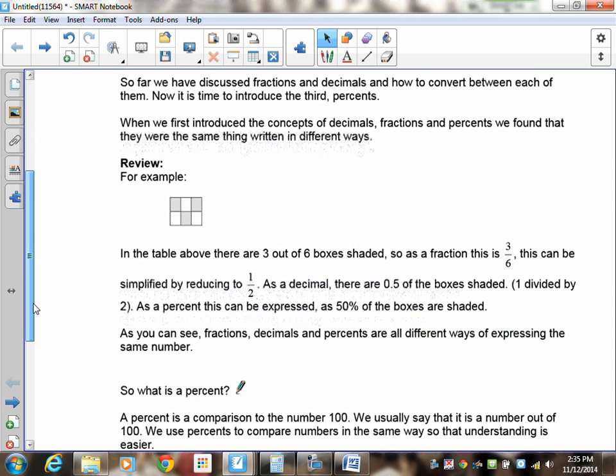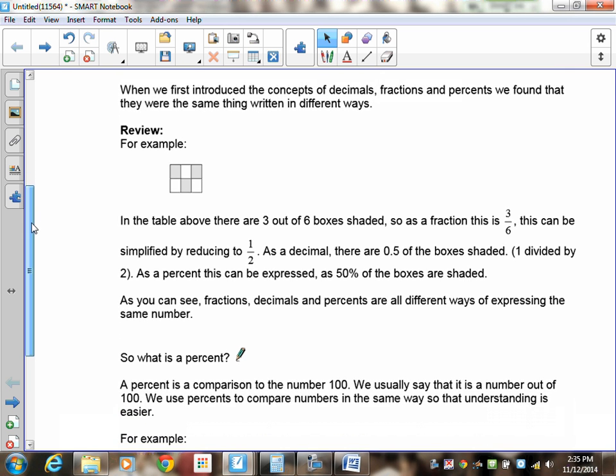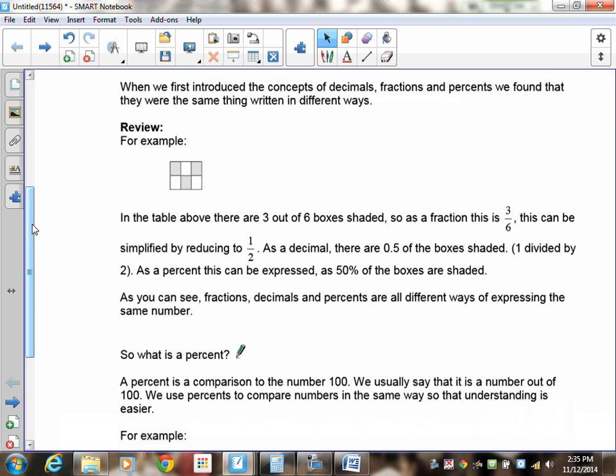So far we've discussed fractions and decimals and how to convert between each of them. Now it's time to introduce the third one, which is percents. So when we first introduced the concept of decimals, fractions, and percents, we found out that they were the same thing. And if you remember back, this is part of your notes from back then, was 3 to 6 boxes shaded, so the fraction is 3/6, which reduces to 1/2. As a decimal, it's 0.5, and as a percent, it's 50%. So we know those are all the same thing. They're all the same way of expressing how much is shaded in that particular box.